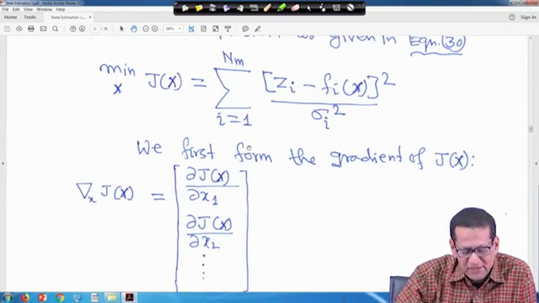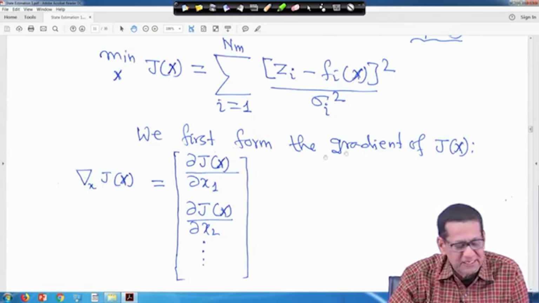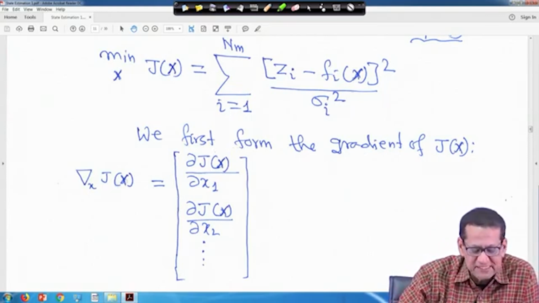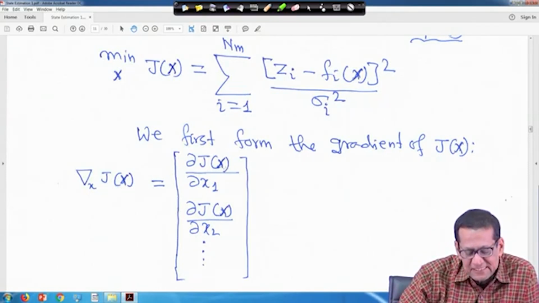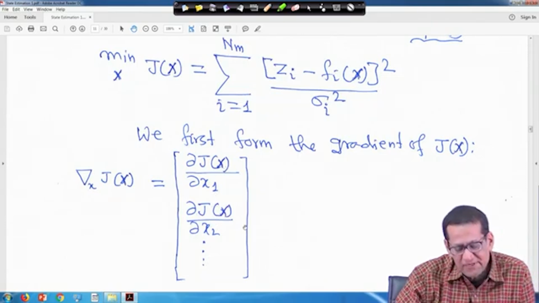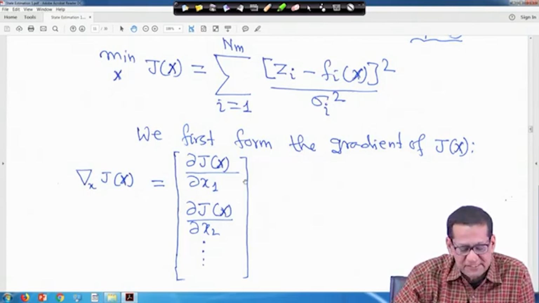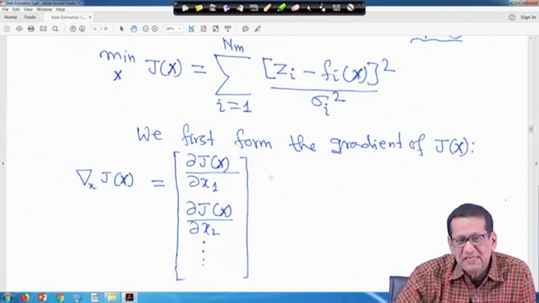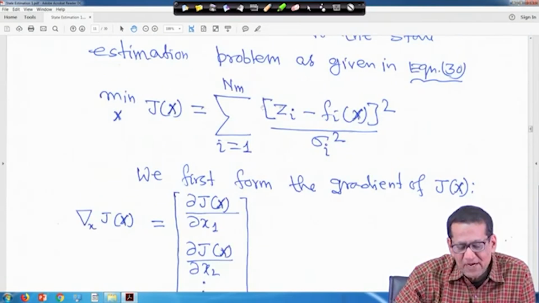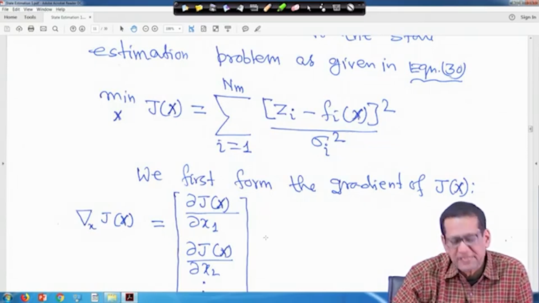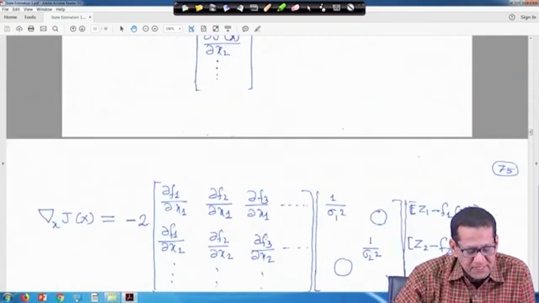First, we have to find the gradient of J of x. So the gradient of J of x can be written as delta J upon delta x 1, delta J upon delta x 2, and so on. You have ns number of state variables, so this way you have to find the gradient. This is the function J of x, so you have to take partial derivatives with respect to x 1, x 2, x 3, all of them.